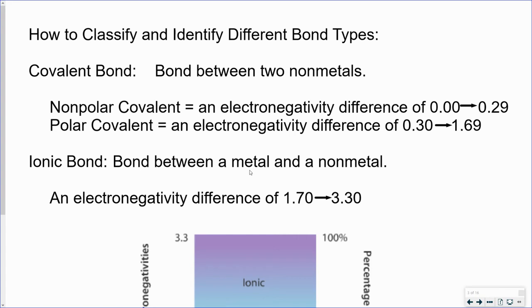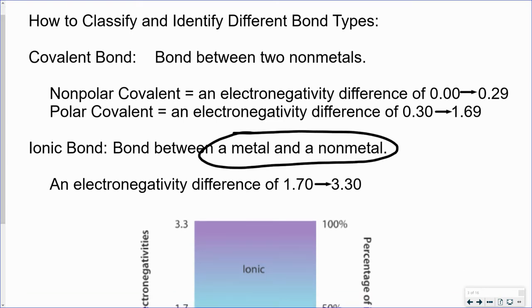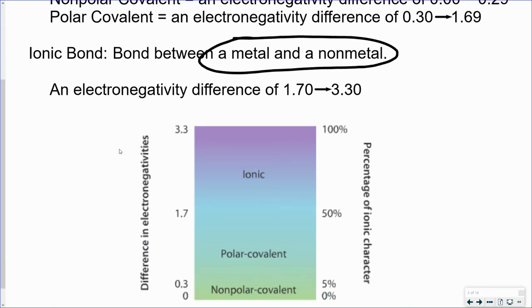So, ionic, it must be a metal plus a nonmetal. If it's two nonmetals, it's automatically covalent. So I want you to understand that this chart below is correct, but it has some nuances to it.